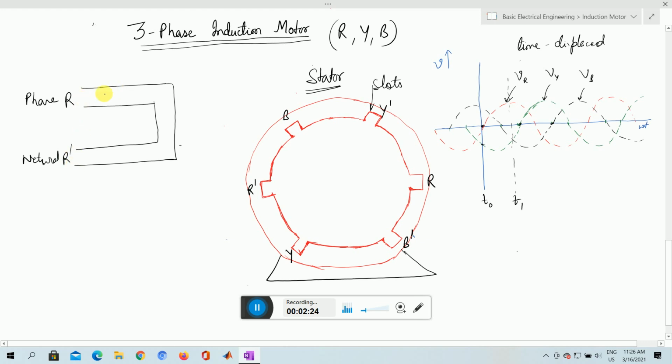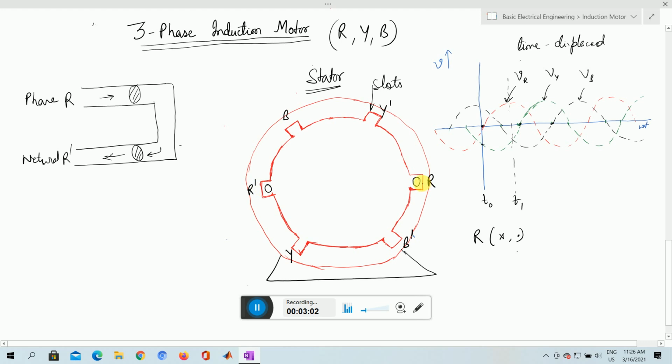If this is a conductor, this is the cross-sectional view of the conductor, shown by a circle over here. If the current is getting into this conductor, we represent it with a cross, meaning the current is going into the screen. The other side will be a dot. A dot means the current is coming out of the screen.